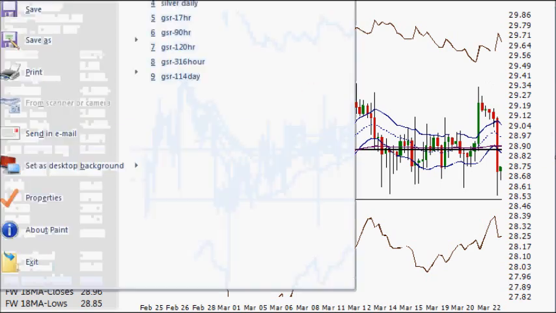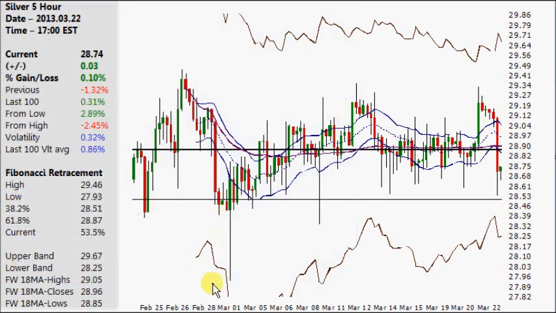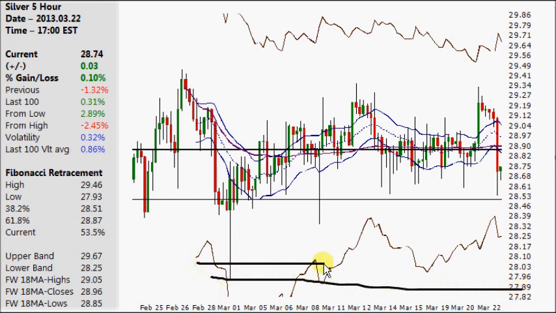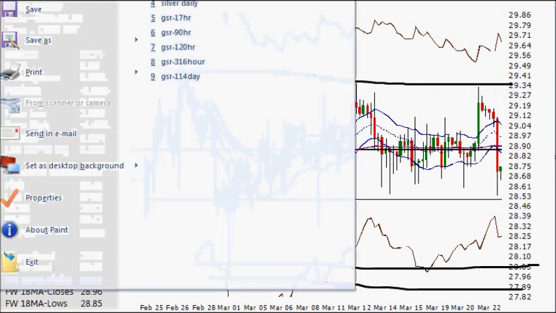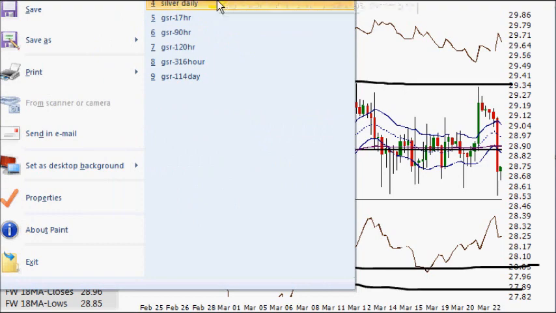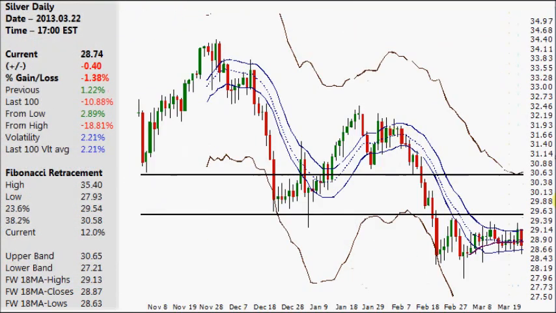Now, as far as some key levels, I think the more important short-term support level would be at or around barely below 28. And then you've got this significant resistance at about 29.36. Let's move on now to the daily chart.